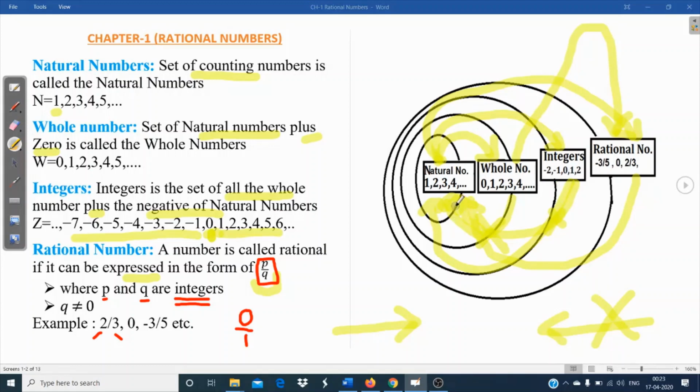They cannot come under natural numbers. So whenever you are traveling from right to left, in the leftmost direction, all the things will be wrong. And whenever you are traveling from left to right, in the rightmost direction, all the things will be true. So from this you can answer many objective type questions.